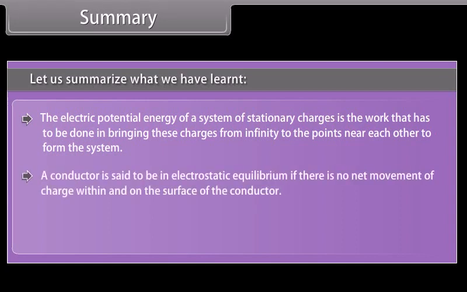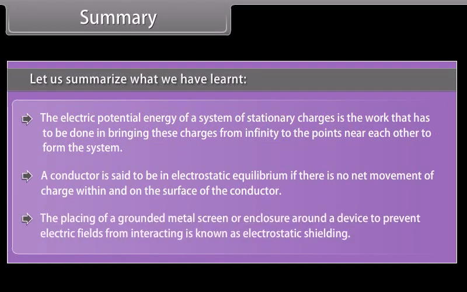A conductor is said to be in electrostatic equilibrium if there is no net movement of charge within and on the surface of the conductor. The placing of a grounded metal screen or enclosure around a device to prevent electric fields from interacting is known as electrostatic shielding.